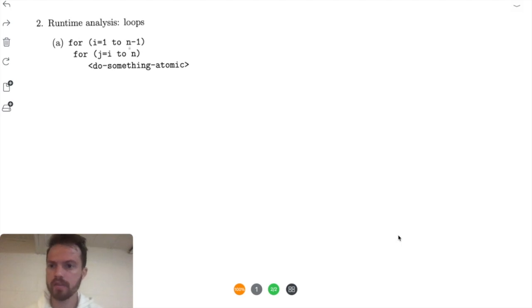And today we got a runtime analysis problem here. So it's pretty simple. We got two for loops and something atomic inside the second for loop. So let's go ahead and write it out.